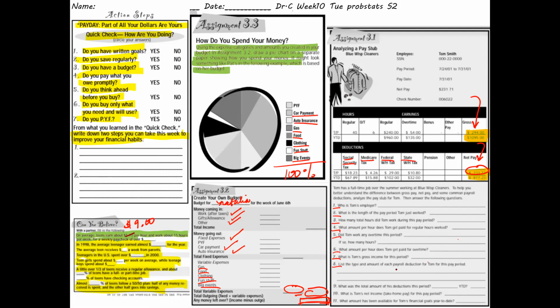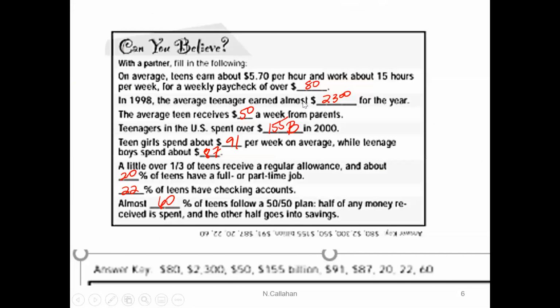List and type the amount of each payroll deduction, which are these, and these. And look at that, it adds up over the years. What is the total amount from his deductions? Year to date, there is a difference. This pay period generally means about 2 weeks. Year to date means this is how much you were paid since January of the year that you worked, which is 2021. What is Tom's net income, take-home pay, and what amount has been available for Tom's financial goal year to date? This is the last part of that, you guys.